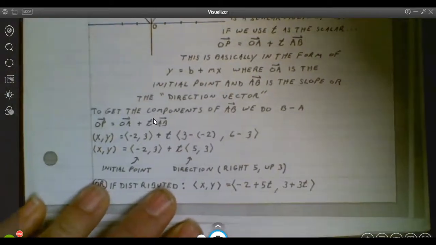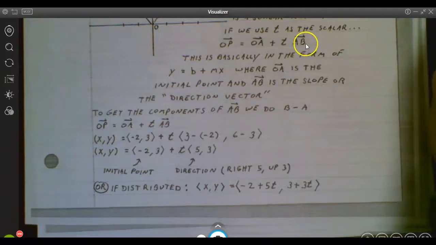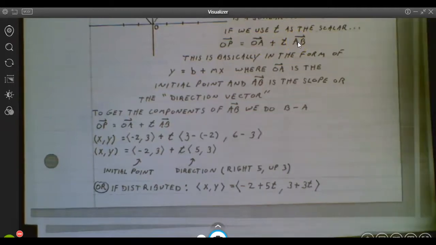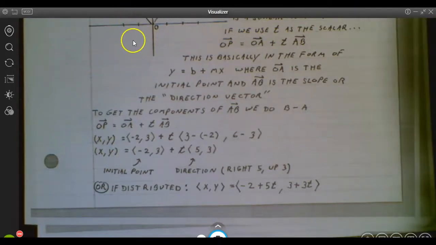So the goal right now is to take this general equation and replace it with some real numbers. In other words, for vector OA, I want to replace that with its components, and for vector AB, I want to replace that with its components. Well, OA we already know. That was given information. If you look back at vector OA, that was the point -2, 3. From the origin, we went left 2 and up 3. So this is the component form of vector OA.